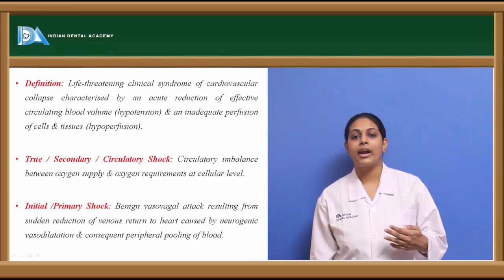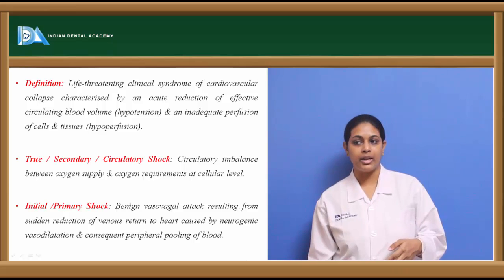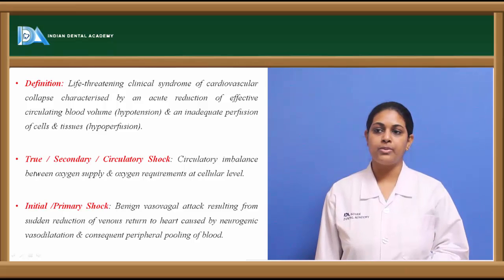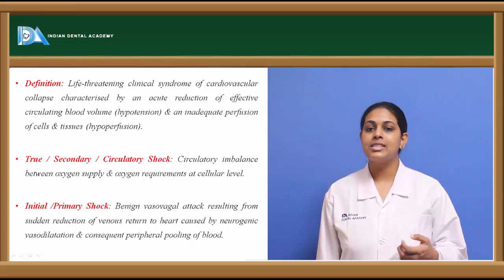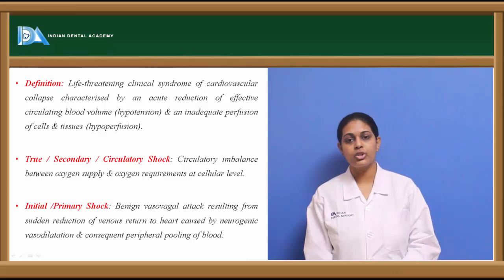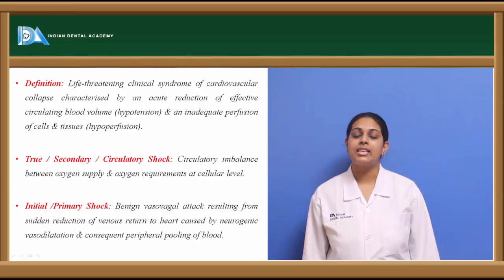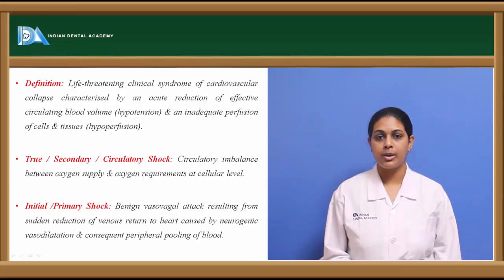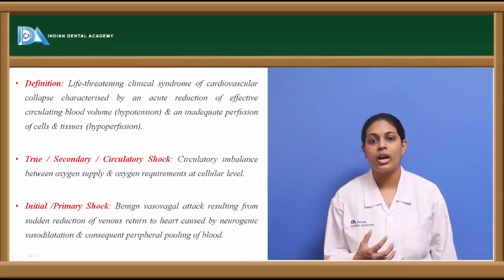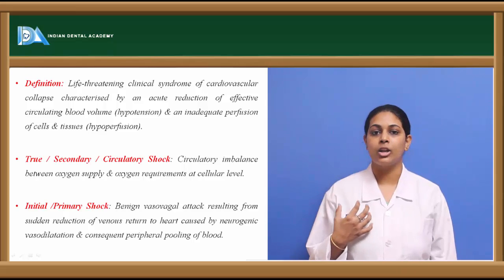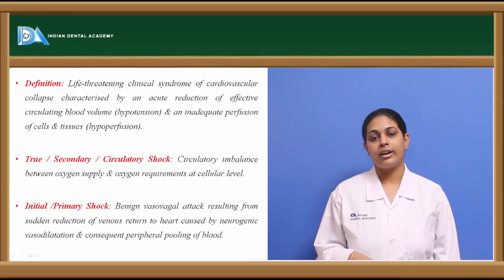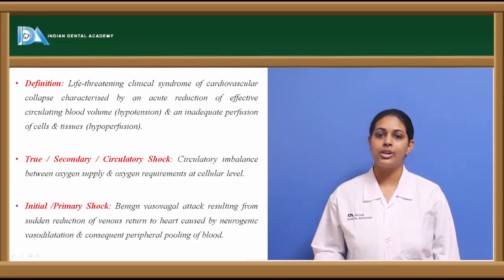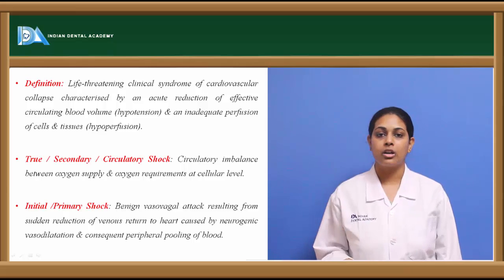So this shock can be categorized into types. One is the true type, secondary type, also known as circulatory type. It is usually a condition where there is a circulatory imbalance between the oxygen supply as well as the oxygen required by that particular organ at a cellular level. This can lead to true, otherwise known as secondary shock, or circulatory shock.